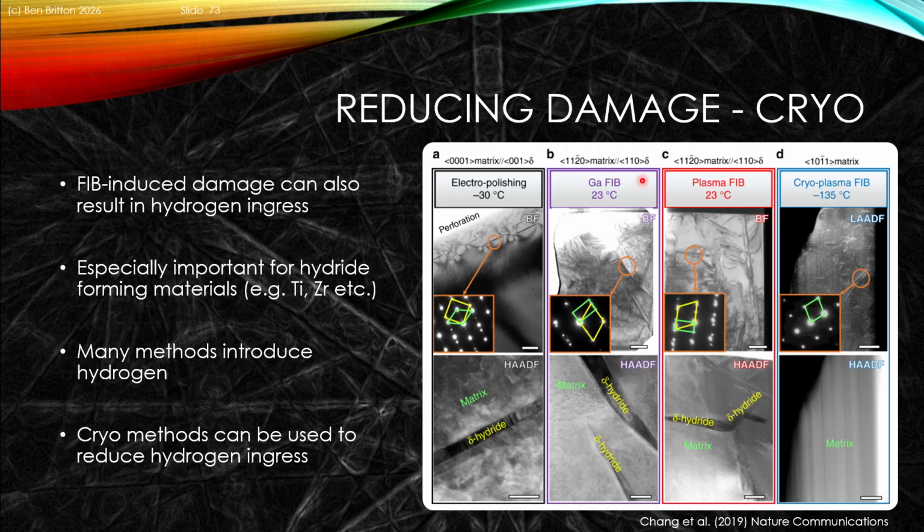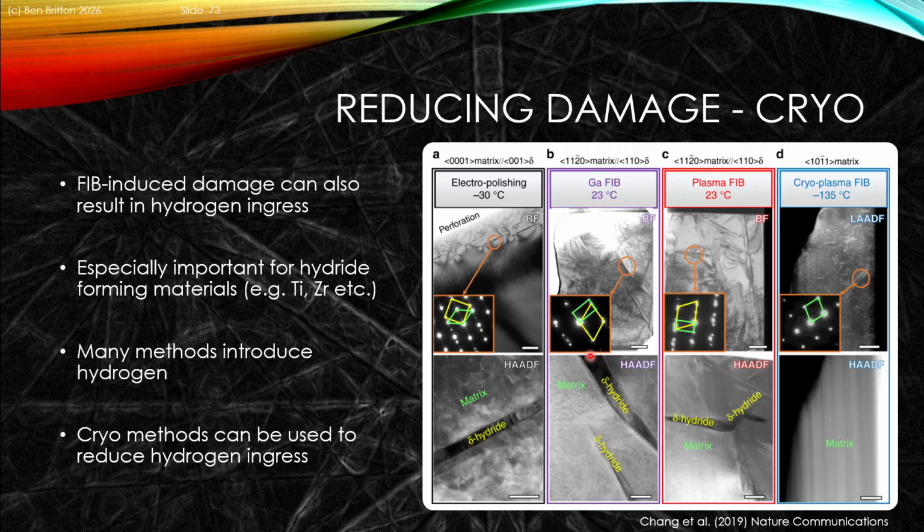Another way that we can reduce damage is to cool down the system using a so-called cryo stage. Here we can reduce the surface damage by doing cryo-plasma FIB in this case. This can be very important not only for damage in the surface, but also because the FIB and other methods can push hydrogen into the system. Imagine that you've got a very thin layer of water on the surface.